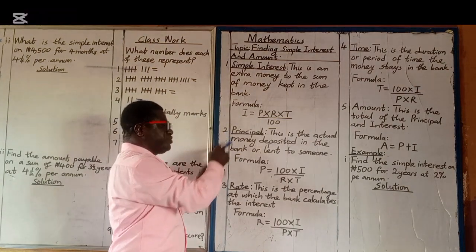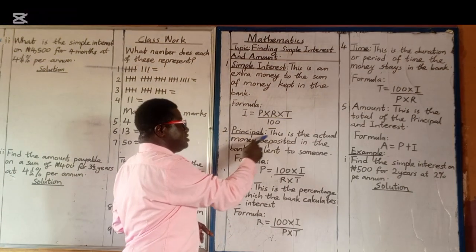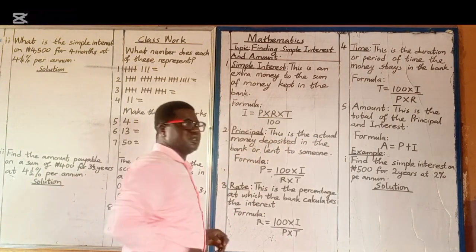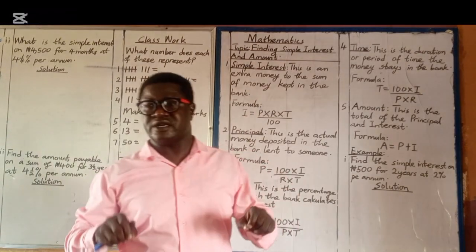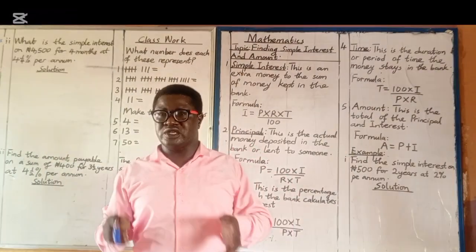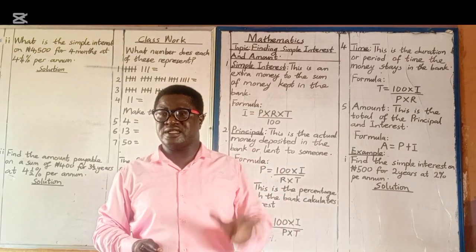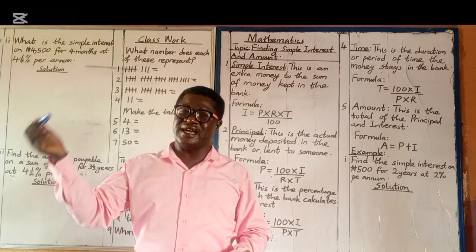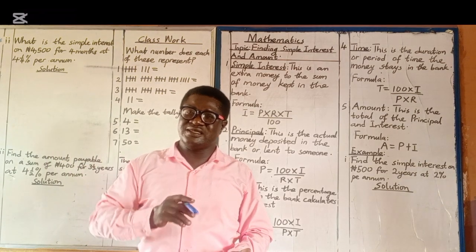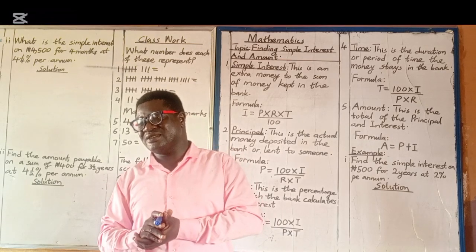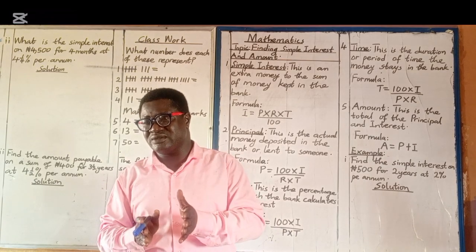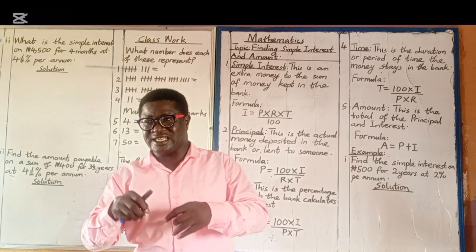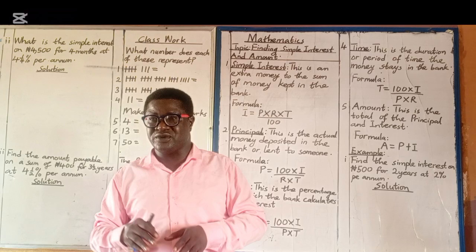Then let's talk about the principal. Principal is the actual money deposited in the bank or lent to someone. The actual money you keep in the bank. For instance, you went to the bank to save 5,000 naira. That 5,000 naira is your principal. That 500 naira that was added to it, that made it increase, is the interest. You see the difference? The 5,000 naira is the money you save. The interest is the extra money you get for leaving your money in the bank for long.